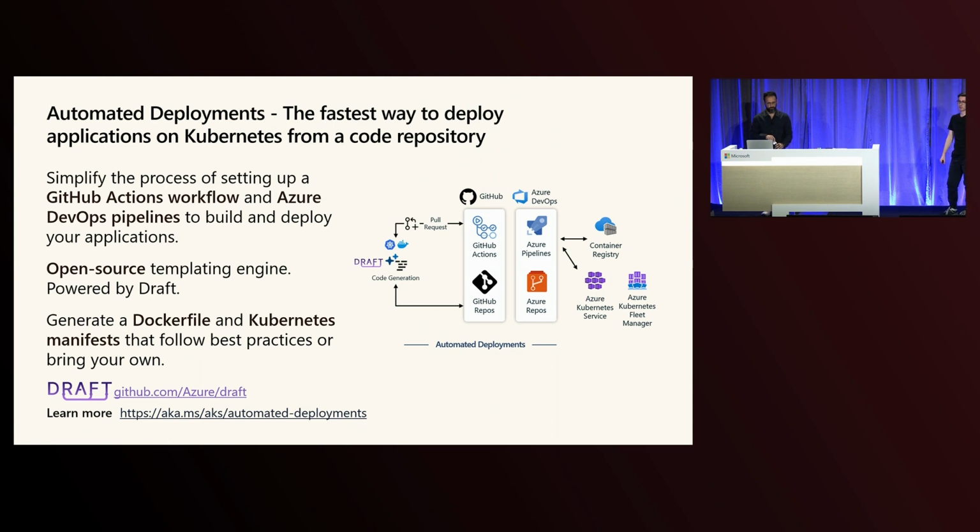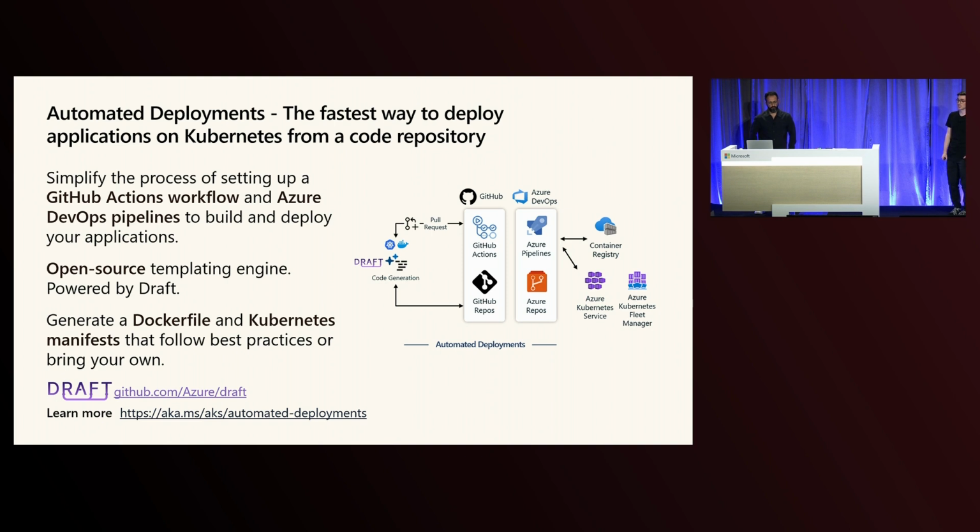So the automated deployments feature on AKS makes this real easy. It can take your application from source, so from a GitHub or Azure DevOps repository, and generate a Dockerfile and a set of Kubernetes manifest files that will run the app in a scalable, reliable, and secure configuration with AKS best practices. So this is all built on an open source templating engine that we call Draft.